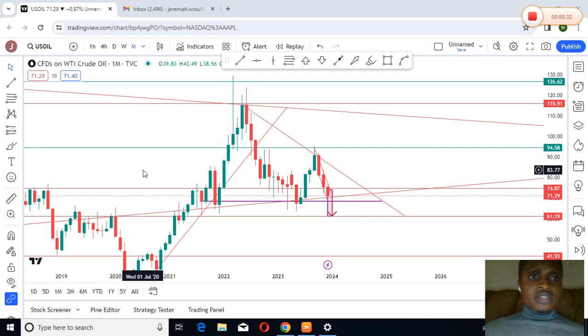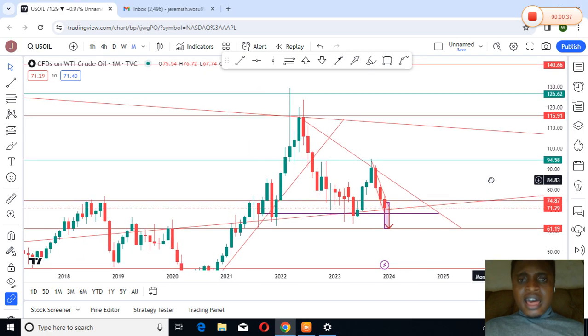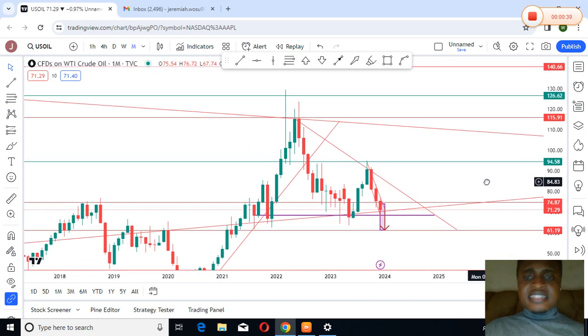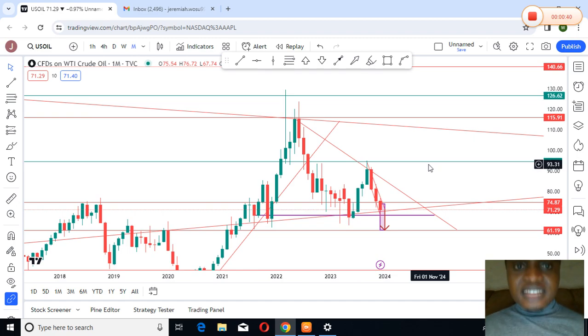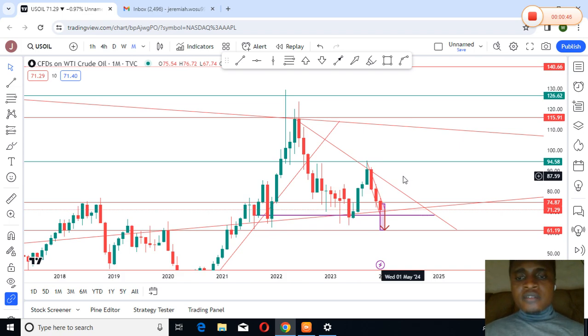So I'm on US crude oil, on the monthly time frame. Actually, in this analysis, what I seek to achieve is that I want to show you how powerful my trading strategy is and how this has enabled me to consistently make profit, and not only my very self, likewise my community of traders in Jerry's Forex Academy.